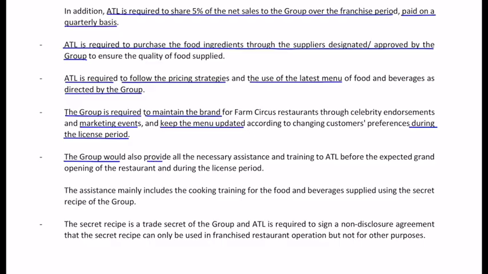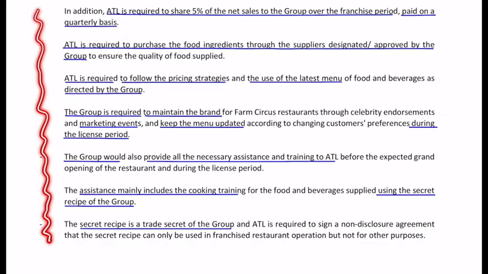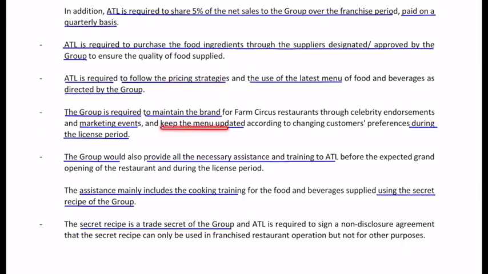The group would also provide all the necessary assistance and training to ATL over the 5-year period. The assistance mainly includes cooking training using the secret recipe of the group. The secret recipe is a trade secret of the group. Based on this arrangement, the group is required to advise on the pricing strategy, update the latest menu, maintain the brand name, and provide assistance and training.